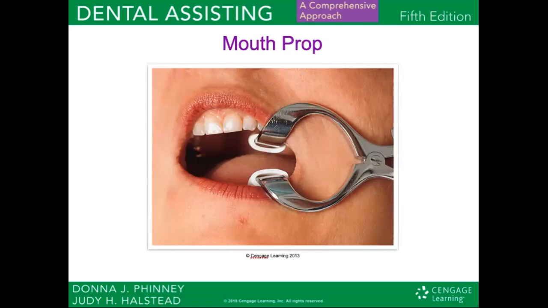There is a specific kind of mouth prop, which is the one shown here. This is known as the Molt mouth prop, the Molt mouth gag, which is hinged and has a ratchet release and beaks that keep the mouth open.